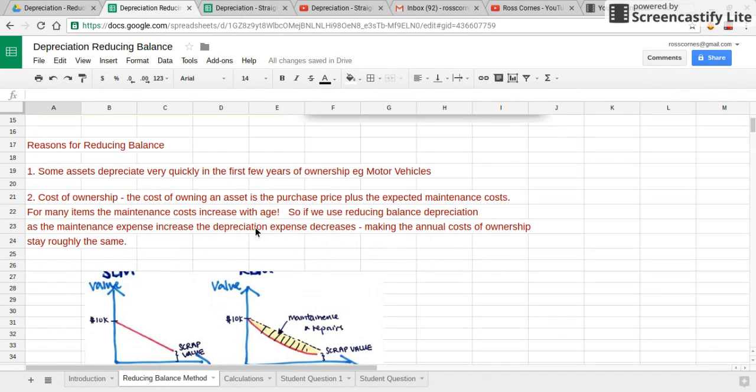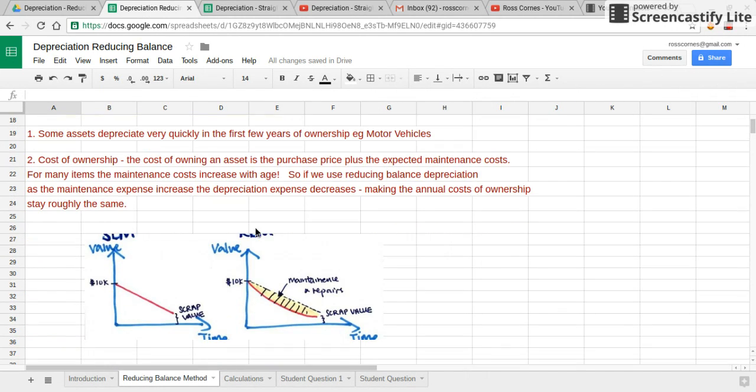The other reason why we quite often use reducing balance depreciation is the actual cost of ownership. With something like a car, if you ask your parents, the older the car gets, the more you spend on maintenance. So the other argument against straight line is that the cost of depreciation stays the same, but the cost of owning that car increases every year because the maintenance cost goes up. With reducing balance depreciation, we make allowance for that increase in maintenance costs by reducing the amount of depreciation charged over time.